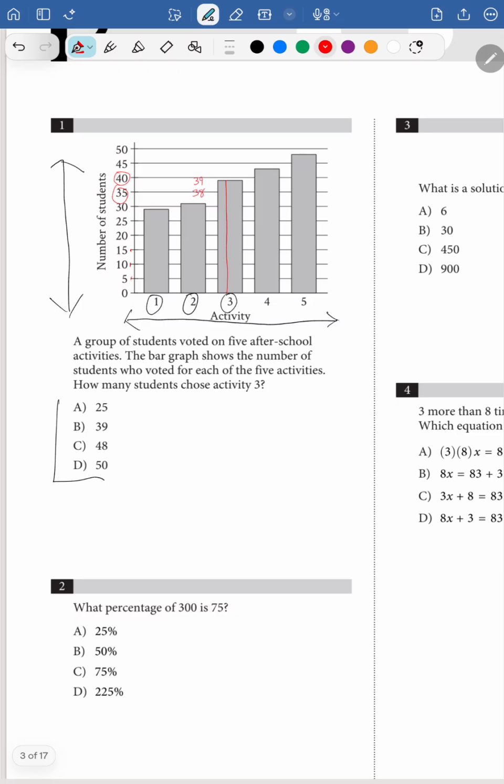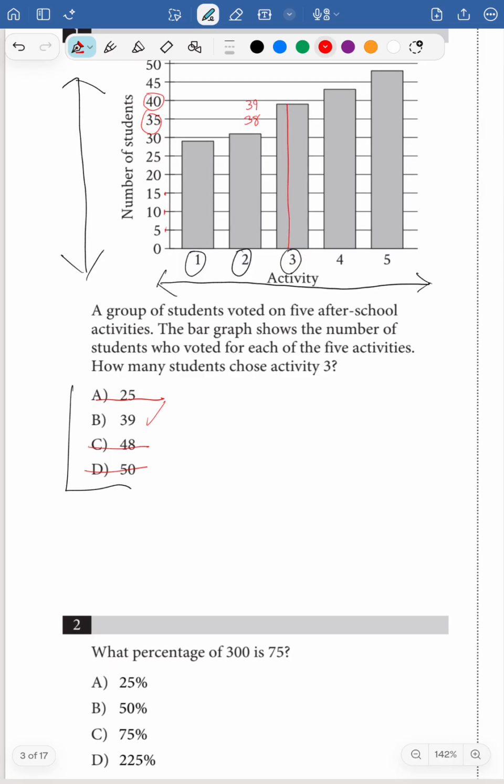Then we just double check with the possible answer options, and we see 25. That's not anywhere we got here. We see 39, 48 is way too far, and 50 is way too far. So the only one remaining with our estimates is B, 39.